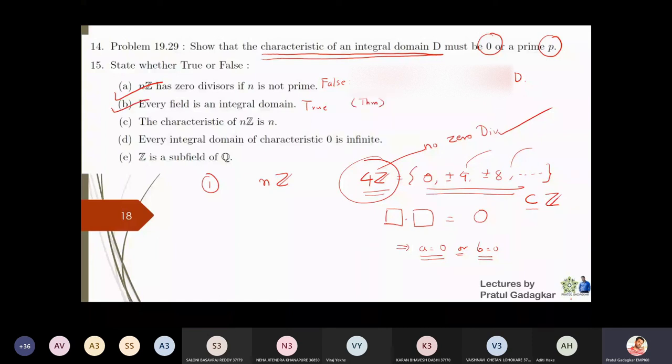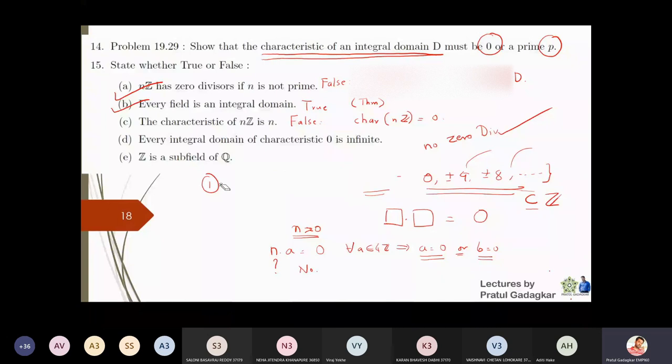What is the characteristic of nZ? Look at this set. What is the characteristic of 4Z? 4Z is an infinite set. Can you find some number n such that any number in this set becomes zero for all elements of 4Z? You will say that there is no such number which will make zero multiplication for a, and that number must be a positive number, right? Can you find such a number? The answer to that question is no. This means that the characteristic of nZ is what? If you cannot find such a number, what is the characteristic that we declare for such rings? For such a ring, I declare the characteristic to be equal to zero. So the statement is false.